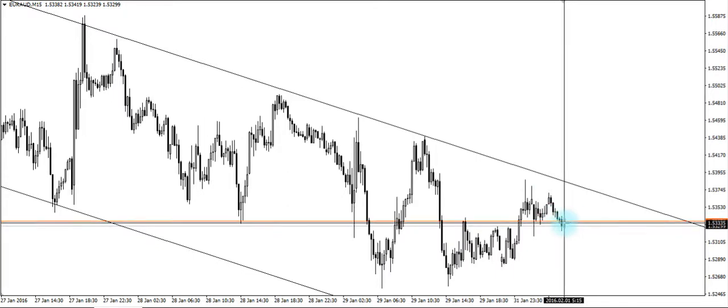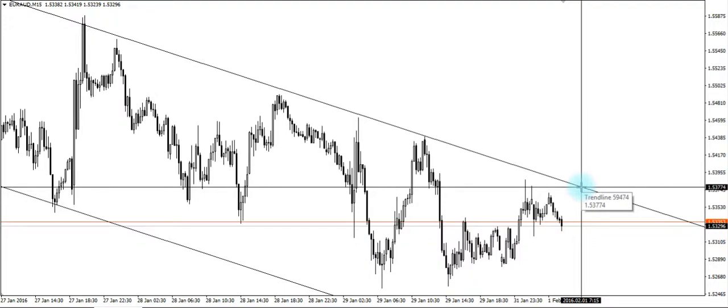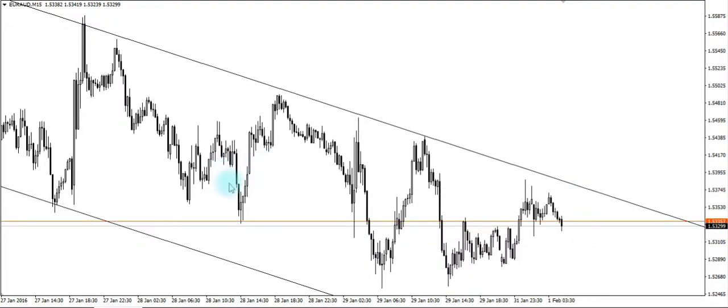If not, we will just wait for the price to retrace again, back somewhere over here at the price of 1.5377, to go for a sell. Alright, so that's for euro against Australian dollar.